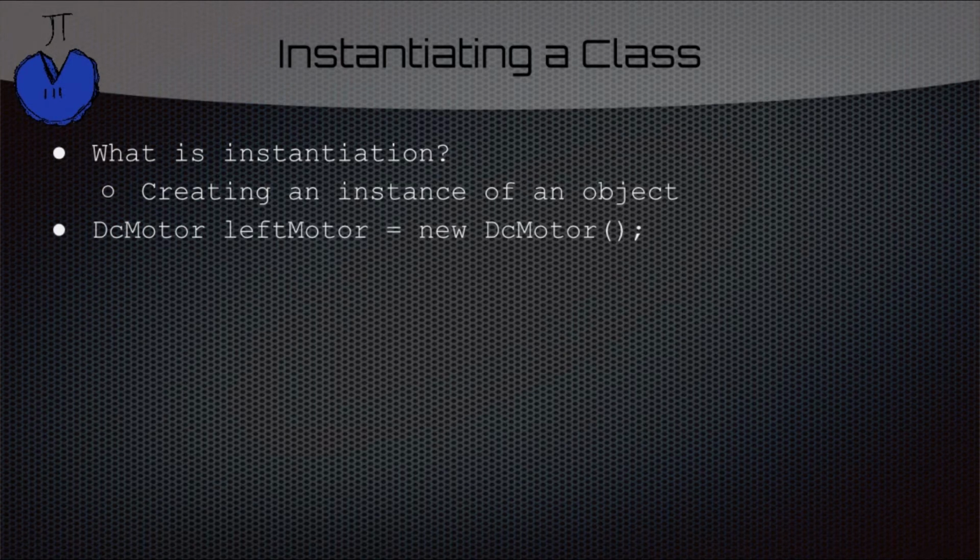So if we had DC motor left motor equals new DC motor, we are now creating the empty container, DC motor left motor, and then we're creating a new instance of the DC motor class by saying new DC motor. So now left motor contains a DC motor. This line is how you instantiate. This here would be a generic DC motor. It wouldn't know where it's plugged in or anything. That's why we use the hardware map, because when we get something from the hardware map, it returns the motor, but the motor knows where it's plugged in.